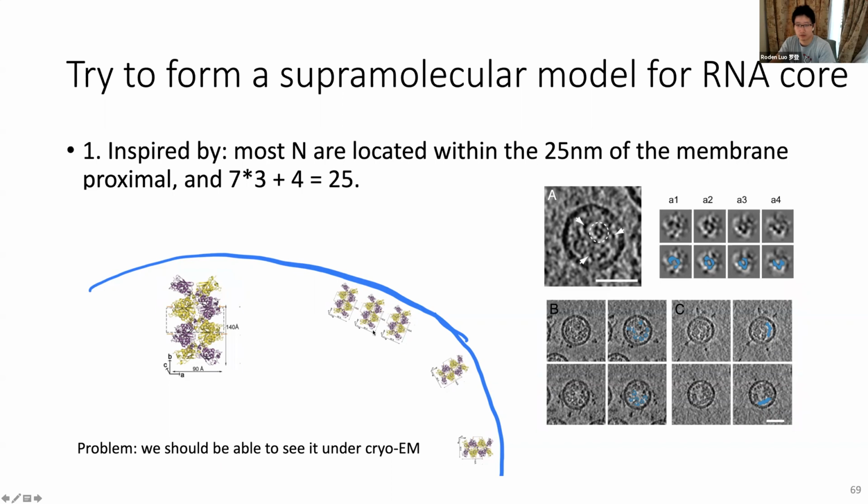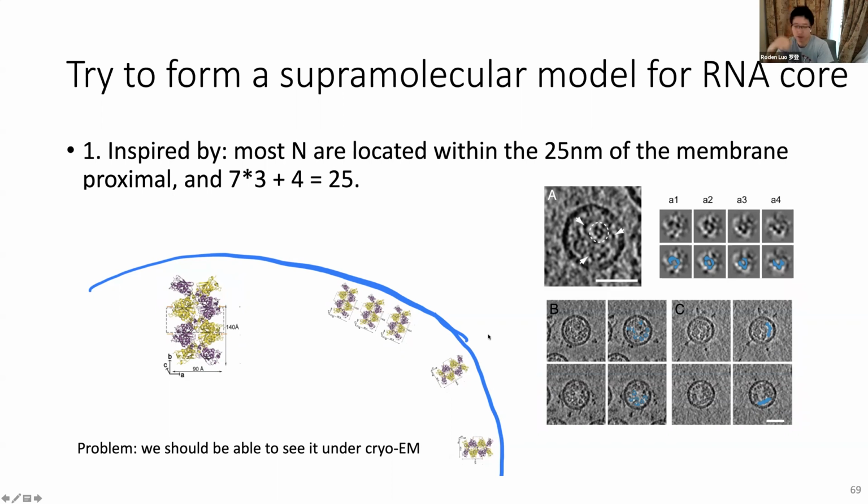But the problem is, if it's a tight, compact model here, we should be able to see some ordered structure in the EM images. Even if they are spaced apart from each other, we should still be able to see it, just as we saw the M protein in the membrane in the same paper as where this figure is from.